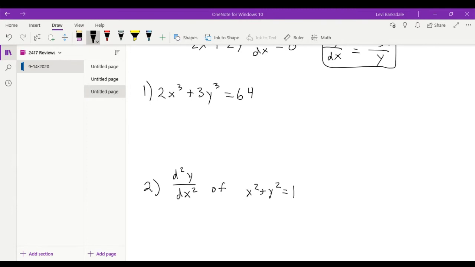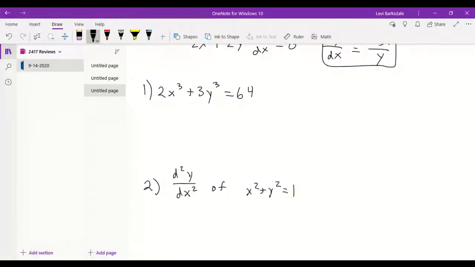How's it coming? All right. Let's work it out and see. I have not actually worked this one out yet. So we'll go ahead and start.